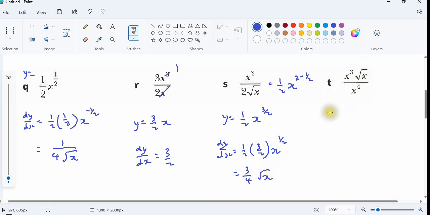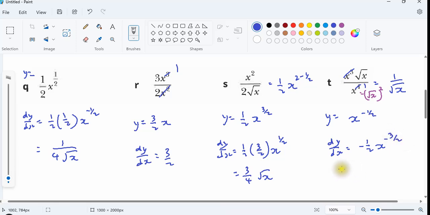So for this one, the y is equal to 1 over x, then we have power 1. So then it will become 1 over square root of x. Okay, because the x here I can rewrite as square root of x squared. Okay, so this will be x to the power negative half. So dy/dx will be negative half x to the power negative 3 over 2. Okay, then it will become negative 1 over 2 square root of x cubed.